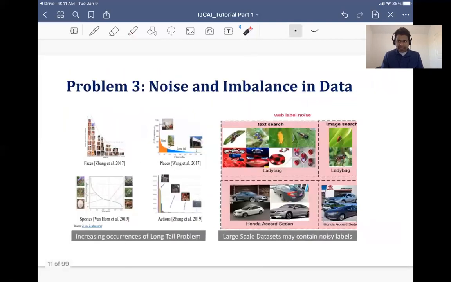The third problem. So the first problem was the training cost and time. The second problem was the labeling cost.